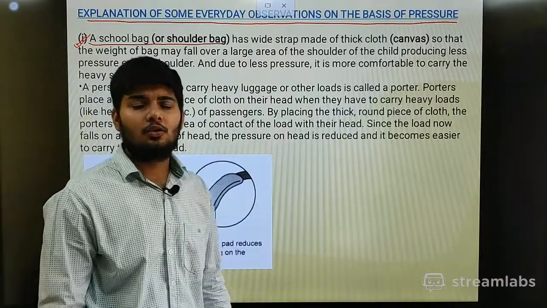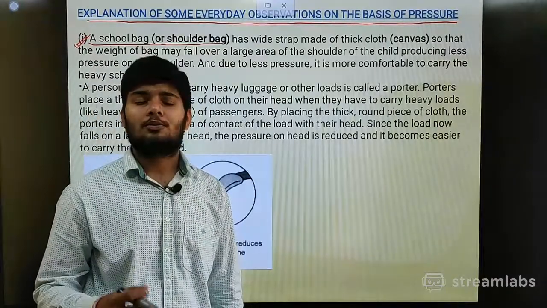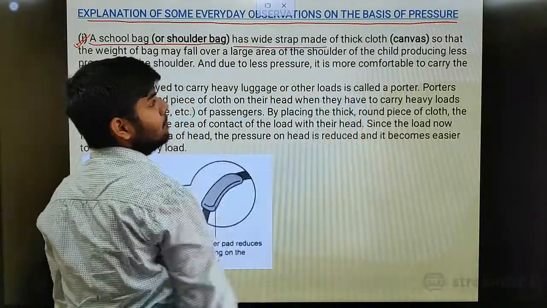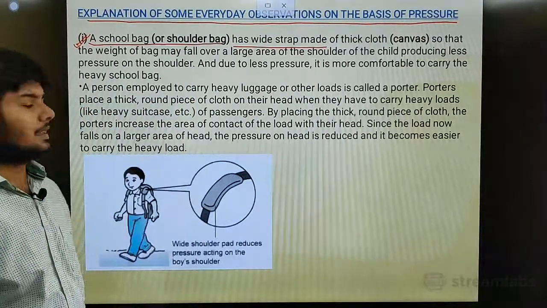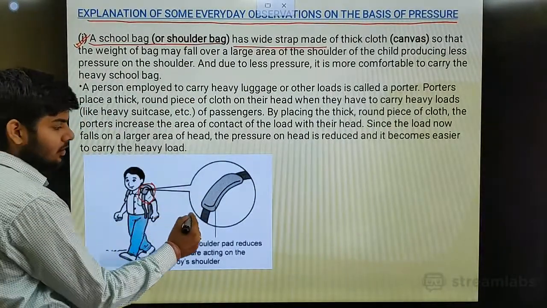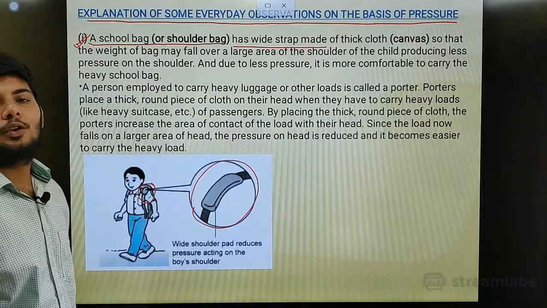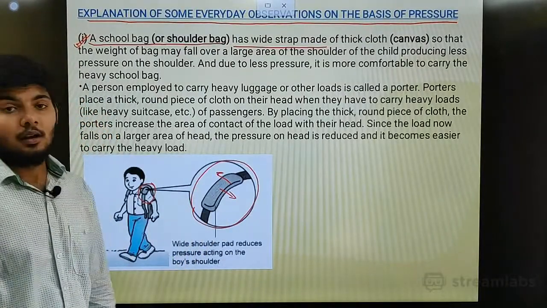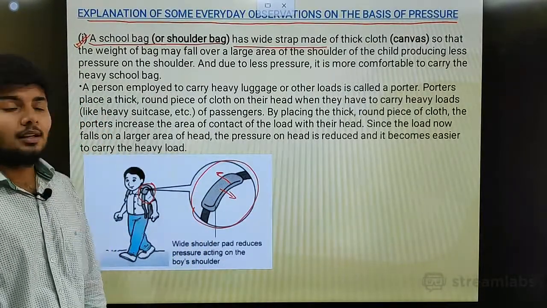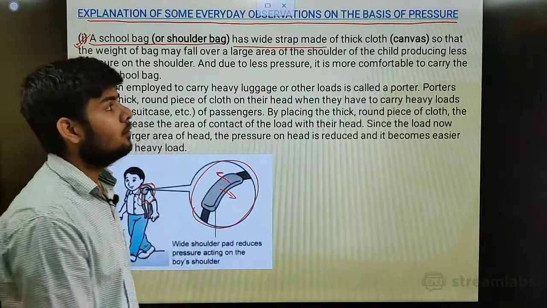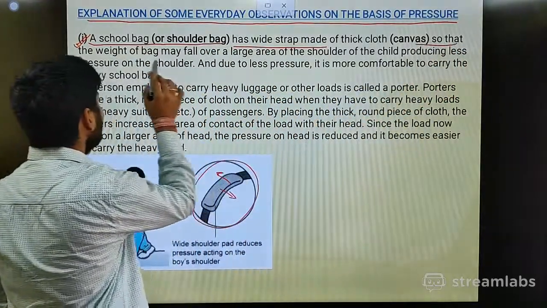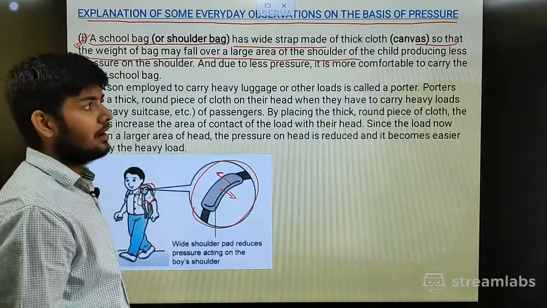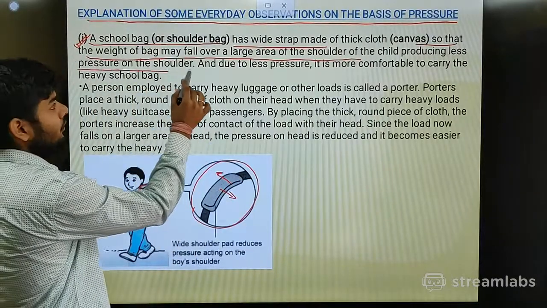As all of you know, you carry your bag when you come to school. The school bag has a wide strap made of thick cloth, also known as canvas, as you can see in the picture. This is the strap of your school bag. If the strap is wide, the area also increases, so that the weight of the bag falls over a large area of the shoulder of the child, producing less pressure on the shoulder.